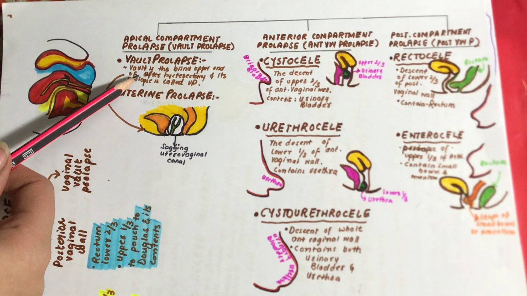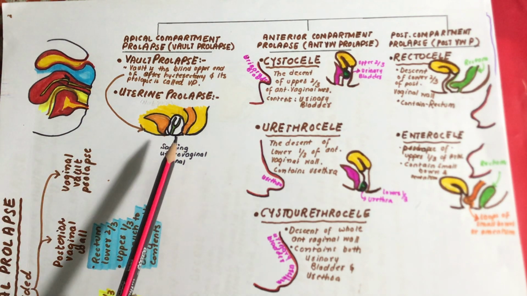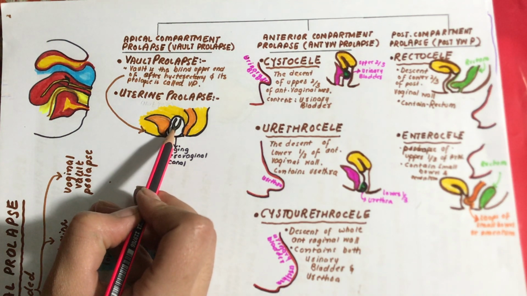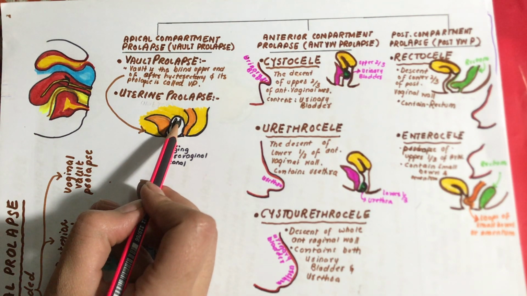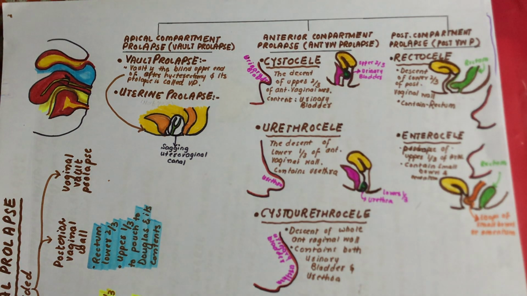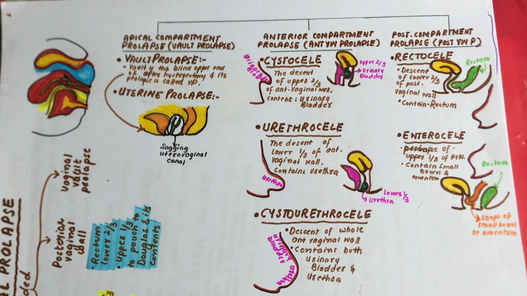Vault prolapse I have defined here. The vault is the blind upper end after hysterectomy, and its prolapse is called vault prolapse. So after hysterectomy, this upper end of the vault has prolapsed, and this is simply called vault prolapse. Uterine prolapse is discussed on the next page. Then there is anterior compartment prolapse and posterior compartment prolapse. The division is according to their content.